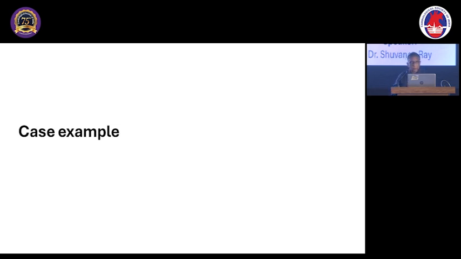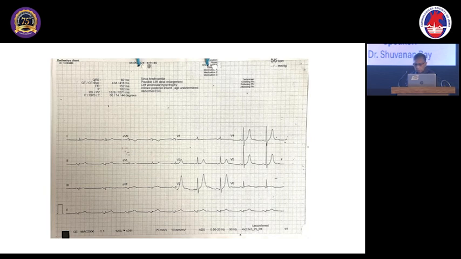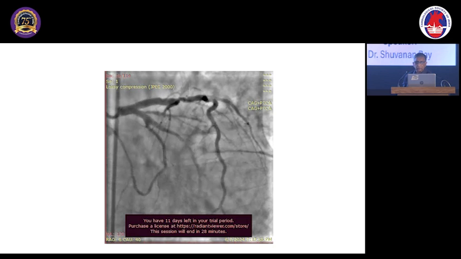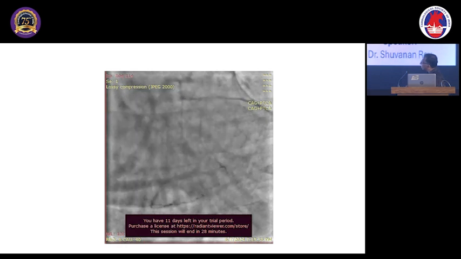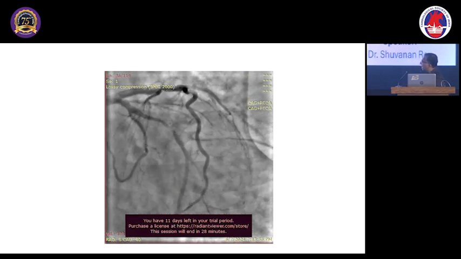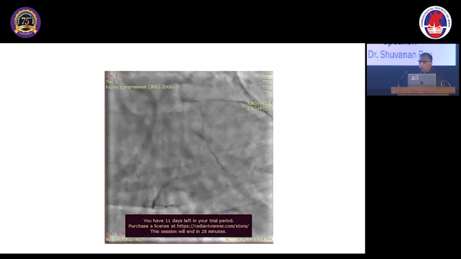Next is the LAO caudal view. It is a very good view for the distal LMCA and the branches, particularly in a horizontal heart. But in a vertical heart or in obese patients, the LAO caudal view is not a good view. There, you can have a good view of the distal LMCA and branches in a cranial view, because this LAO cranial will be orthogonal in a vertical heart, and this view will be orthogonal in a horizontal heart.